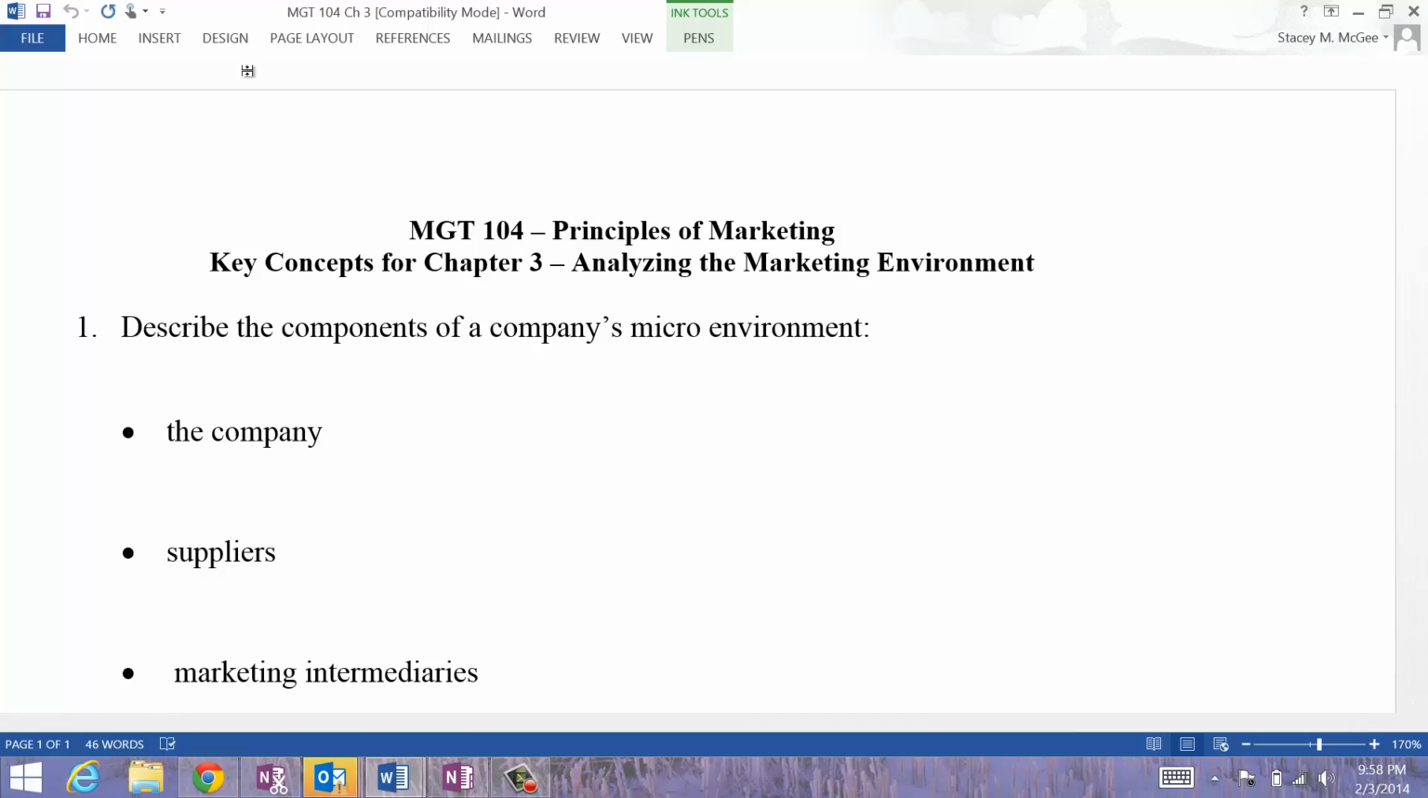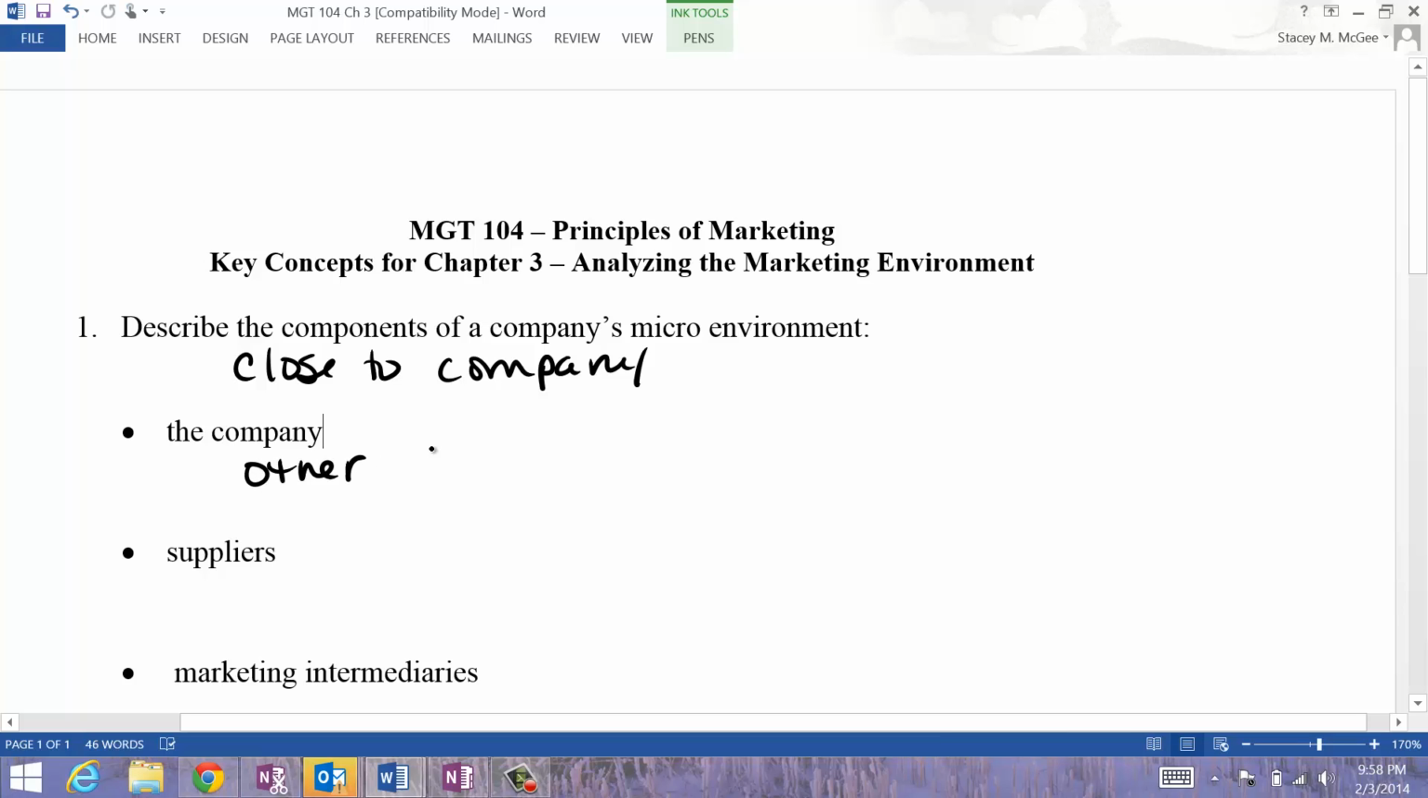We start out talking about the microenvironment, and these are things that are close to the company. So inside the company or very close to it. The first one of these in the microenvironment is the company itself. And the marketers, when they're coming up with their overall marketing strategy, need to factor in the other departments. So, for instance, finance and research and development and IT, to make sure that we have the things available and the money available, and we can deliver what we promise. We also, at this point, the marketers need to keep the company's mission statement in mind, and we talked about that in a previous chapter.